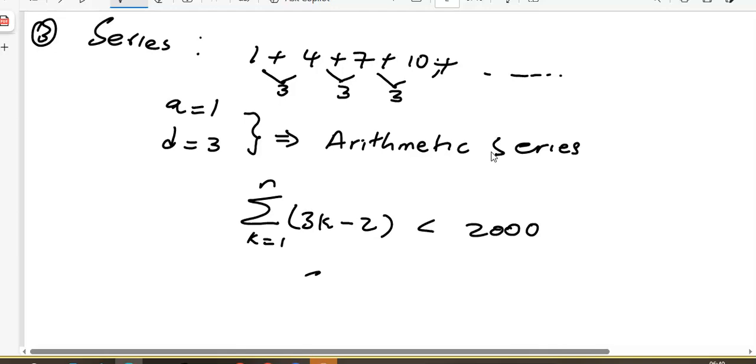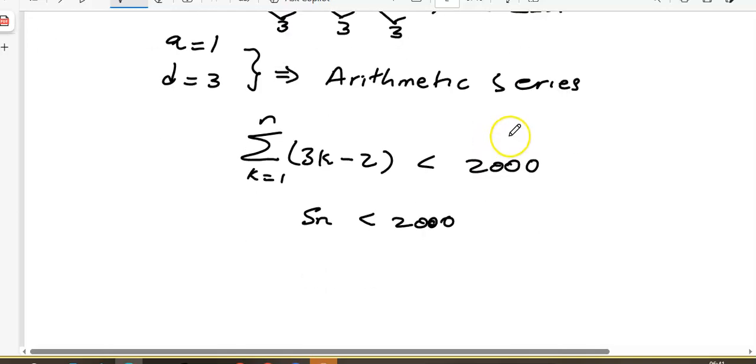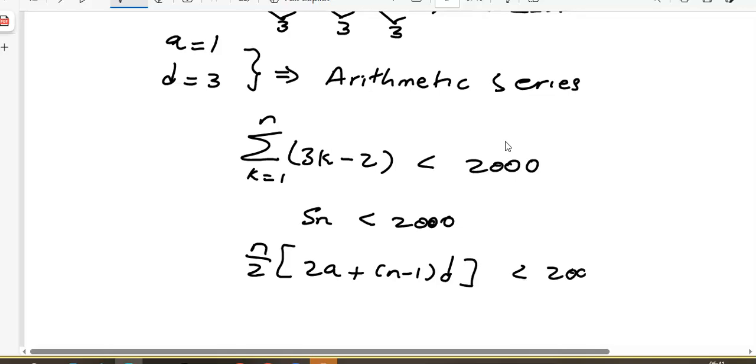So now remember, what is this guy? The sum is Sn. So we are looking for where it's Sn. We know that this guy here is Sn, where Sn is less than 2000. So now this tells you that if this is an arithmetic series, Sn is equal to n over 2, inside the bracket, 2a plus n minus 1 times d, less than 2000.